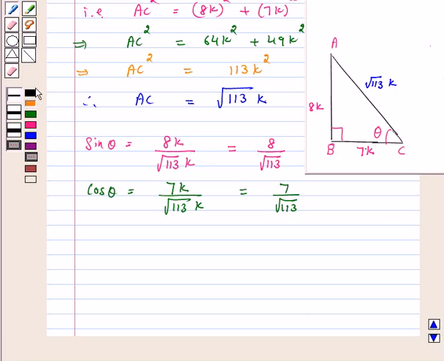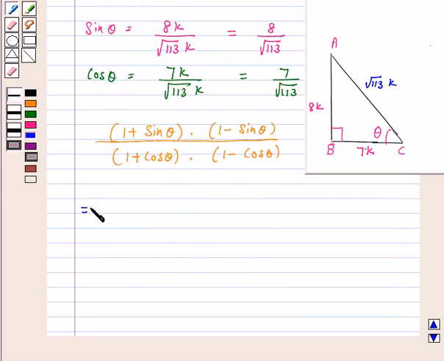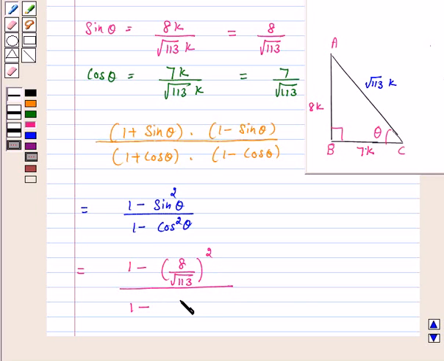Now (1 plus sin theta) into (1 minus sin theta) upon (1 plus cos theta) into (1 minus cos theta) is equal to 1 minus sin square theta upon 1 minus cos square theta, and this is equal to 1 minus (8 upon under root 113) square upon 1 minus (7 upon under root 113) square.